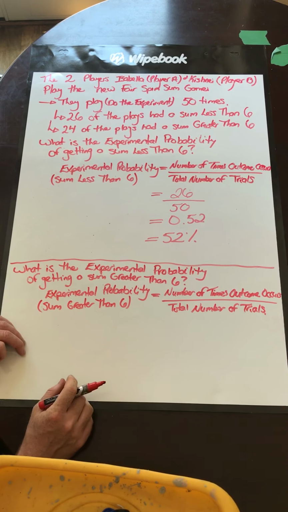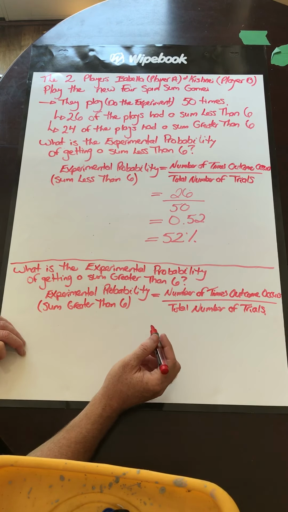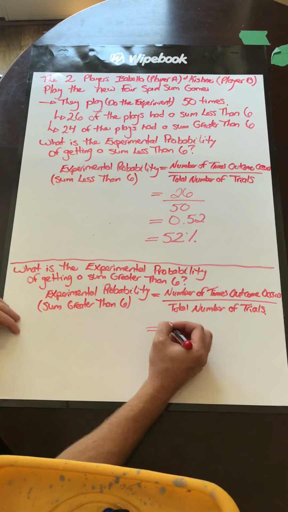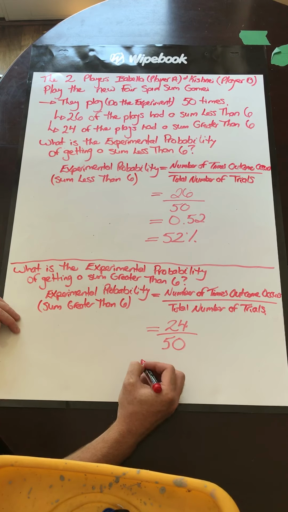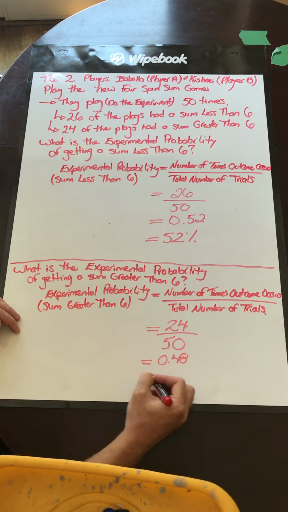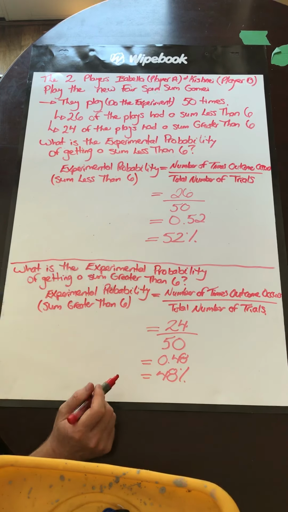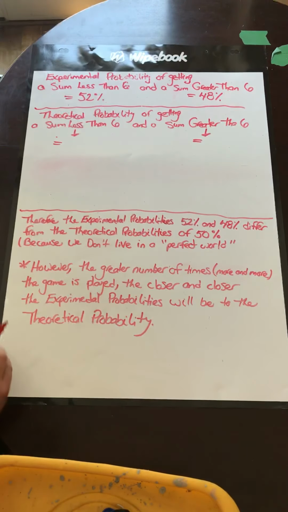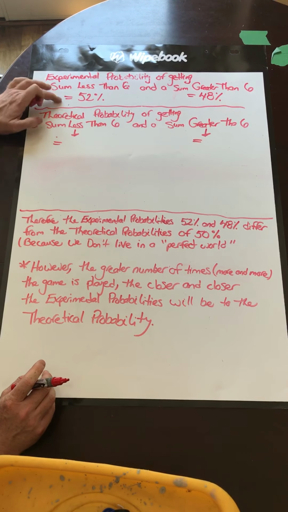We also want to calculate the experimental probability of getting a sum greater than 6. And again, experimental probability is the number of times an outcome occurs divided by the number of trials. So how many times was there an outcome with a sum greater than 6? Well, there was 24, divided by the number of trials, how many times did they play the game? 50, and that equals 0.48 or 48%. And again, we can do that little mental check here. I got 48 and 52. Those add up to 100%. So I am good with that. So we have an experimental probability of getting a sum less than 6 of 52% and a sum greater than 6 of 48%.